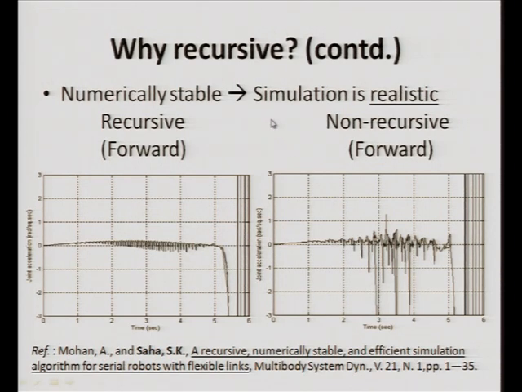Another reason the recursive algorithm should be used is that such algorithms are numerically stable. What is the meaning of numerical stability? Here I have an example. Suppose in recursive forward dynamics, knowing the joint torques, you want to calculate the motions; joint acceleration is the first thing to be computed. If you use a recursive algorithm, the time versus joint acceleration plot looks somewhat like this on the left-hand side, whereas on the right-hand side you can see a lot of spikes coming.